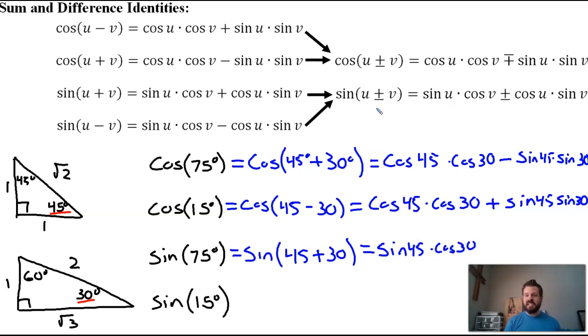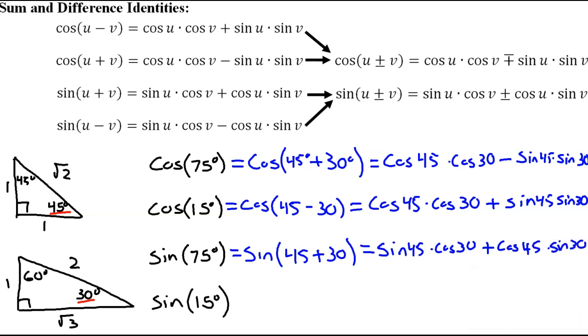And then again, since the sign is plus, minus, plus, minus, that means I'm going to use the same sign I have in my parentheses, the plus. So we'll say plus, and then following that, cosine u, so first angle, sine v, second angle. We'll say cosine 45 sine 30.